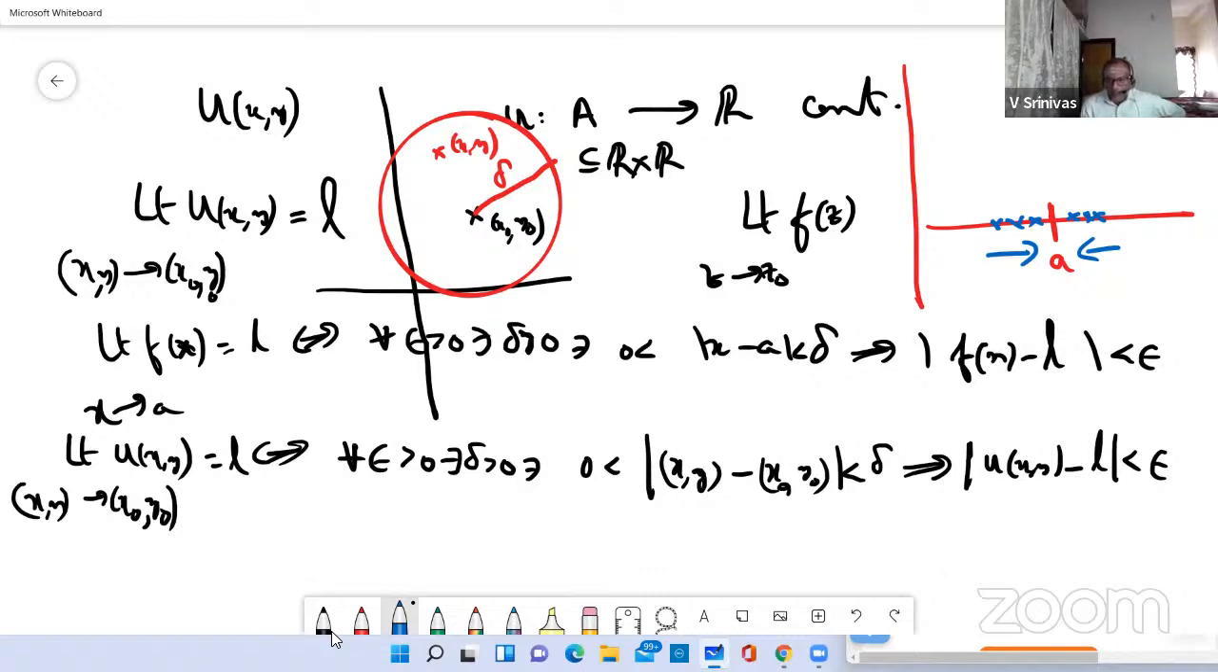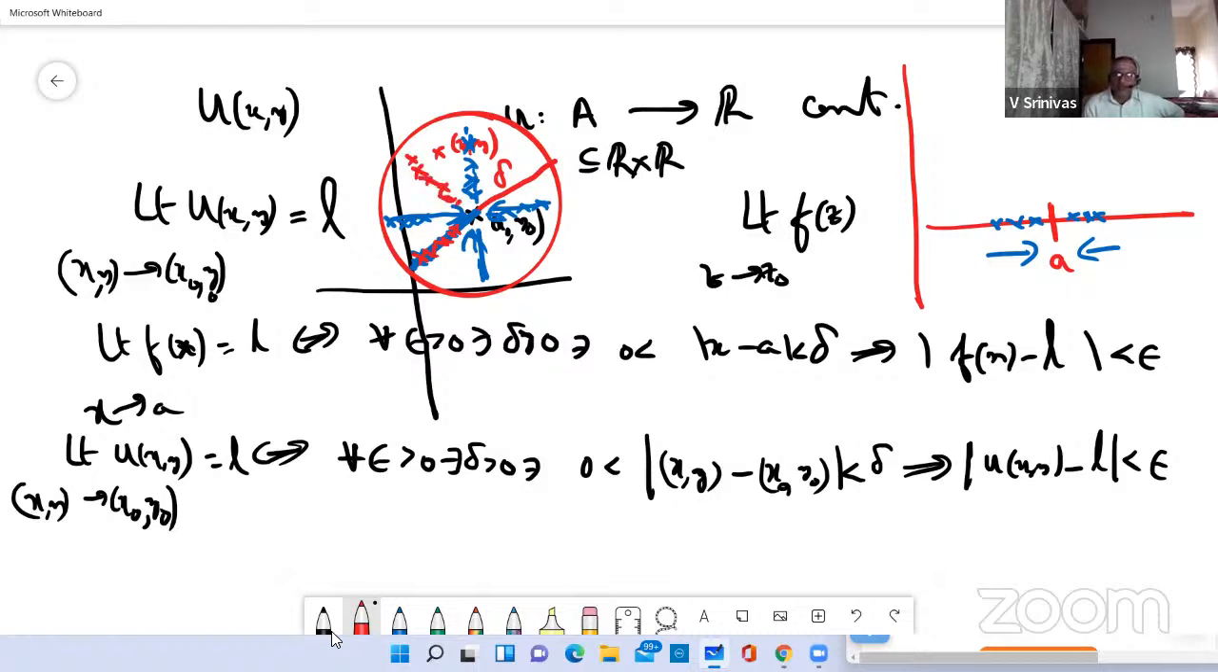Your x comma y is approaching x naught, y naught in how many directions? These may be your points x comma y. Horizontally you may approach in two directions, and vertically you may approach. These may be your x, y's. And this way also you can approach. You can take any line segment through this center, connect, and approach this center. You can take your point x comma y to move along this. These may approach this center.